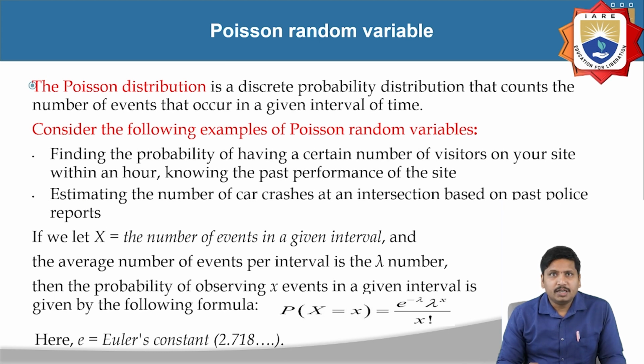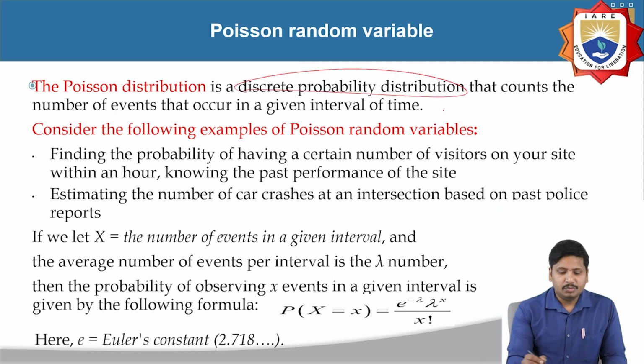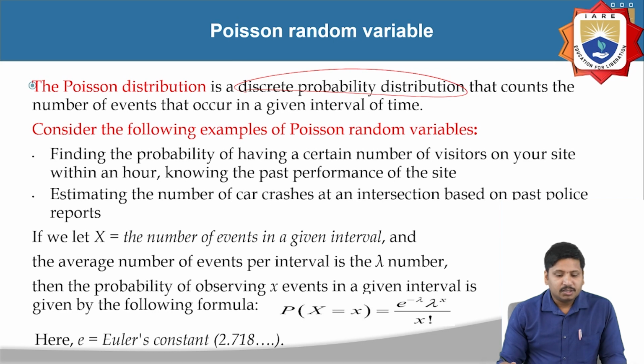And the next one is the Poisson random variable. Poisson distribution is a discrete probability distribution that counts the number of events that occur in a given interval of time. Consider the following examples of Poisson random variables. Find the probability of a certain number of visitors on your site within 1 hour, knowing the past performance of the site, and estimate the number of car crashes based on past police reports.